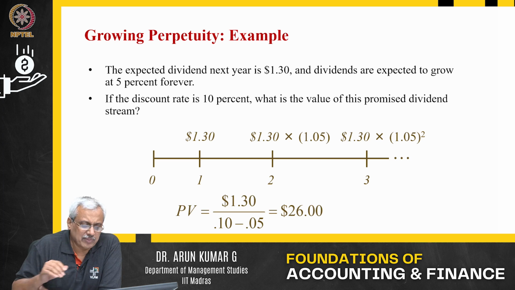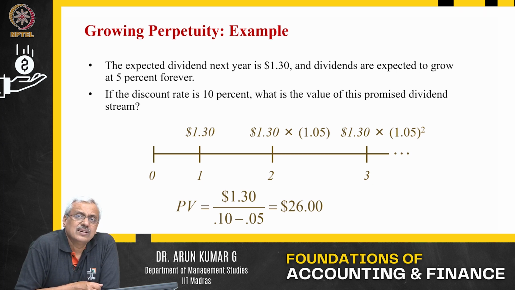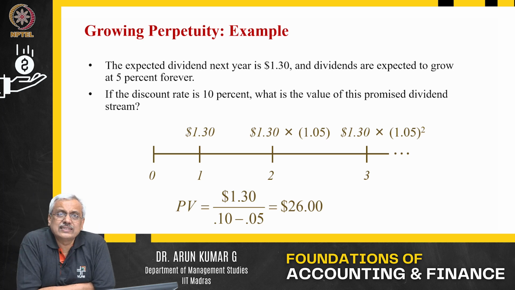I have taken an example also. The expected dividend next year is 1.3 and the dividend is expected to grow at 5% forever.